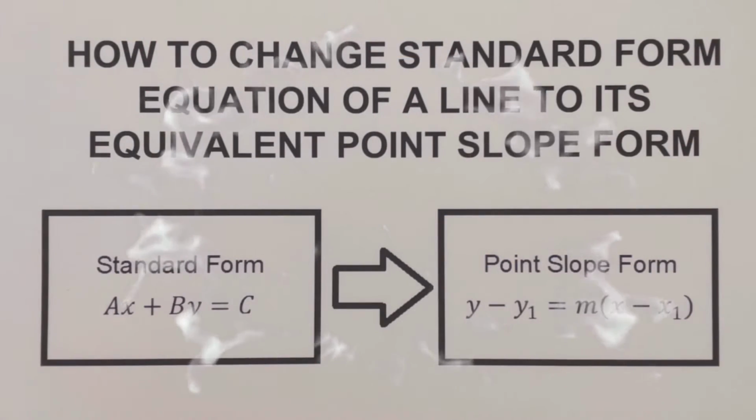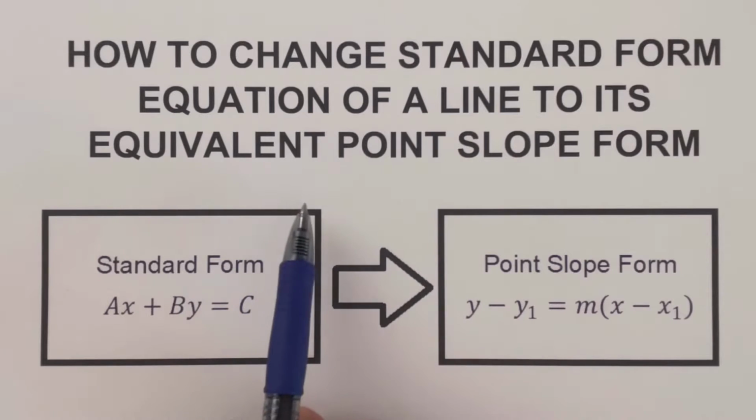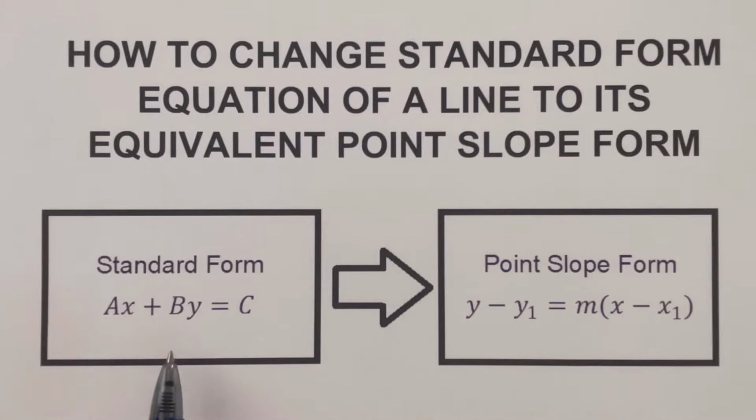Hello everyone. This video will show how to change standard form equation of a line to its equivalent point-slope form. So what's going on here is that we are given the standard form of a line and we're supposed to transform it to its equivalent point-slope form.